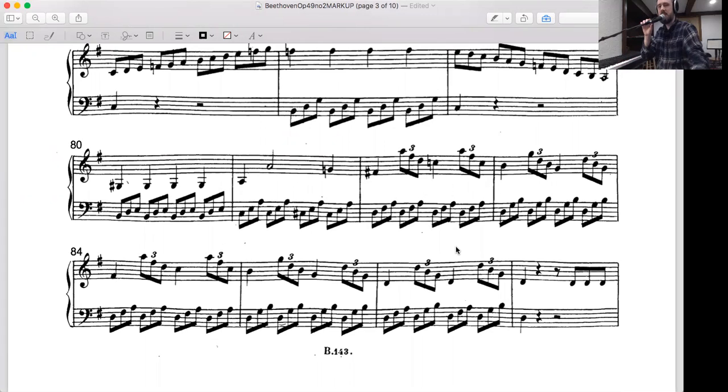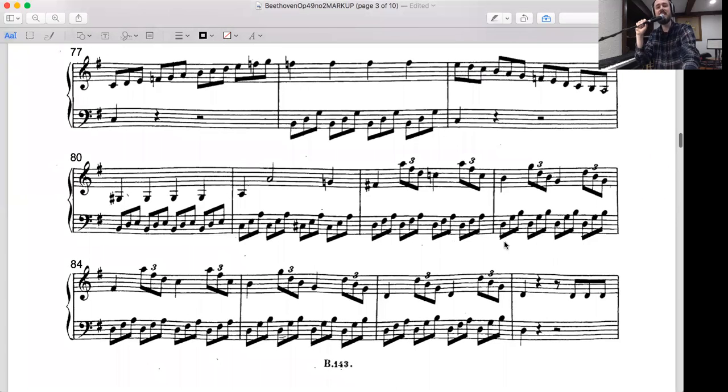This kind of triplety thing with the left hand, right? Got again this sort of standing on the dominant kind of thing. The difference here, though, is that when Beethoven uses this figure in the recap, we are in G major. So this truly is standing on the dominant.